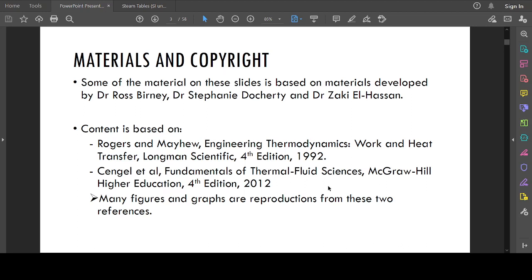So what do we have here? Most of the lecture materials here were developed from the previous work of the previous lecturers, the late Dr. Zaki, Stephanie, and Dr. Ross.